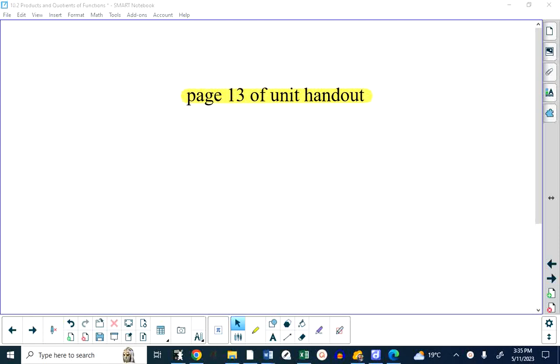Before we actually get to the lesson, though, I would like to just review what we did yesterday, which was dealing with sums and differences of functions, because you're going to find with what we deal with today, which are products and quotients of functions, that there are similarities to what we learned yesterday.